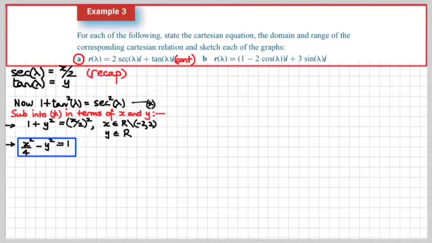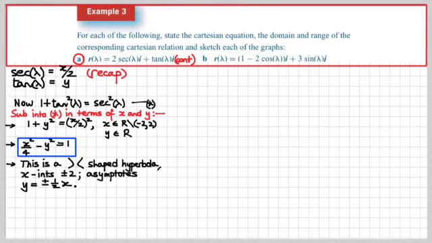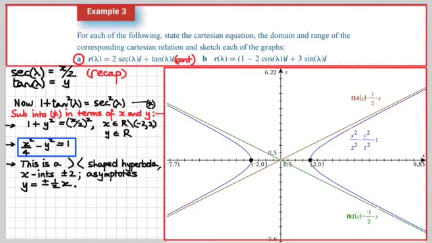Okay, that's a left and right shaped hyperbola, and if you look at the x-intercept, you make y equal to 0. You get plus or minus 2, and the asymptotes. To get the asymptotes, you neglect this 1. You call it 0. And then you solve it for y, and that comes out at plus or minus a half x. They are the asymptotes. Yeah, now here it comes. Oh, look at that.